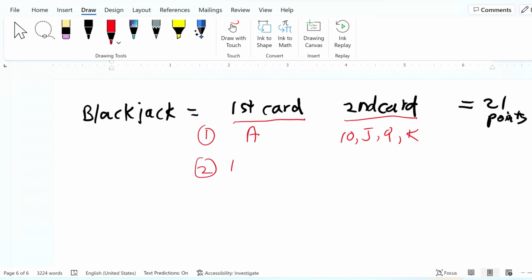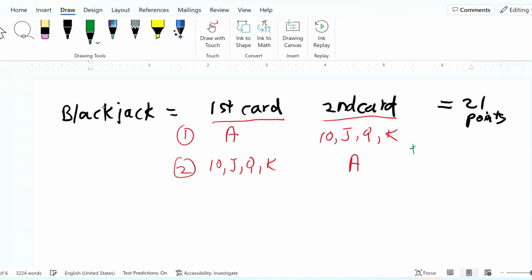And then another way we can get blackjack is if the first card is a 10, jack, queen, or king, and the second card is an ace. So we can get blackjack one of these 2 ways. Either the first card is an ace and the second card is a 10, jack, queen, king, or the first card is a 10, jack, queen, king, and the second card is an ace. So those are the 2 ways we can get blackjack.